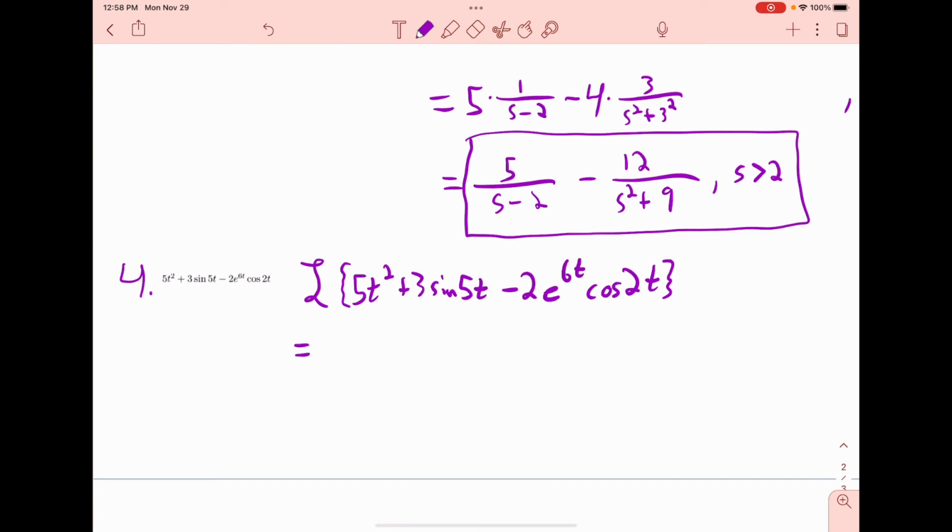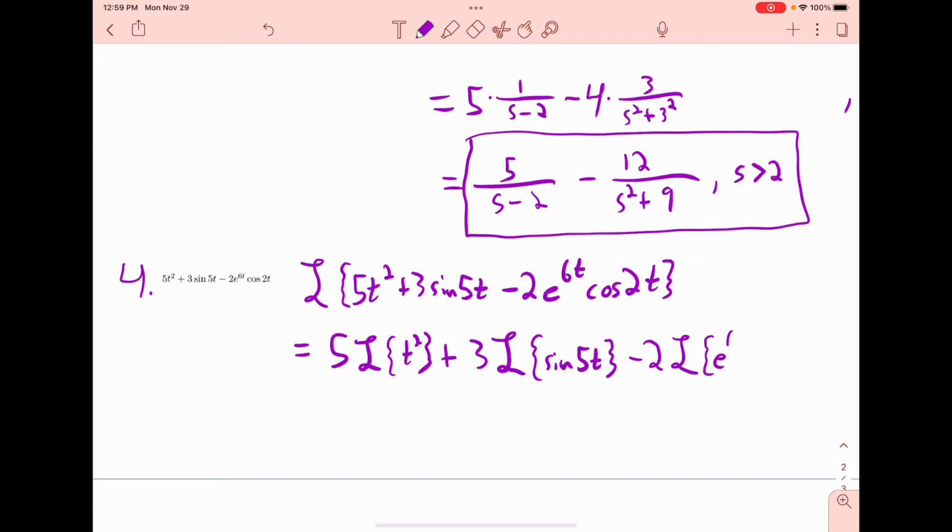Well, breaking that up using linearity, we have 5 times the Laplace transform of t squared plus 3 times the Laplace transform of sine 5t. And then this last term, because that e to the power and the cosine are connected by multiplication, linearity only gives us the ability to pull that constant out in the front, and we're going to have inside our Laplace transform this entire function. So it's going to look something like this, minus 2 times the Laplace transform of e to the 6t cosine 2t.